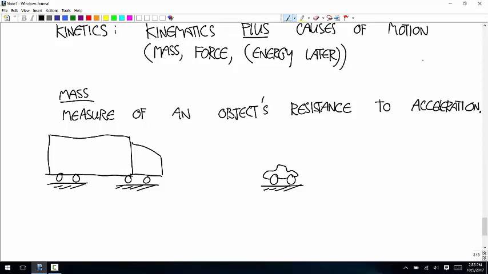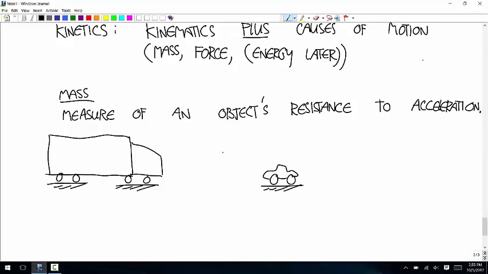So you know that this collision is going to go fine for the semi and go really badly for the car. The reason that's going to happen is what I was just describing. The truck has a lot of mass, and it's very hard to make something with a lot of mass accelerate. The car, compared to the truck, has very little mass, and it's really easy to make it accelerate.